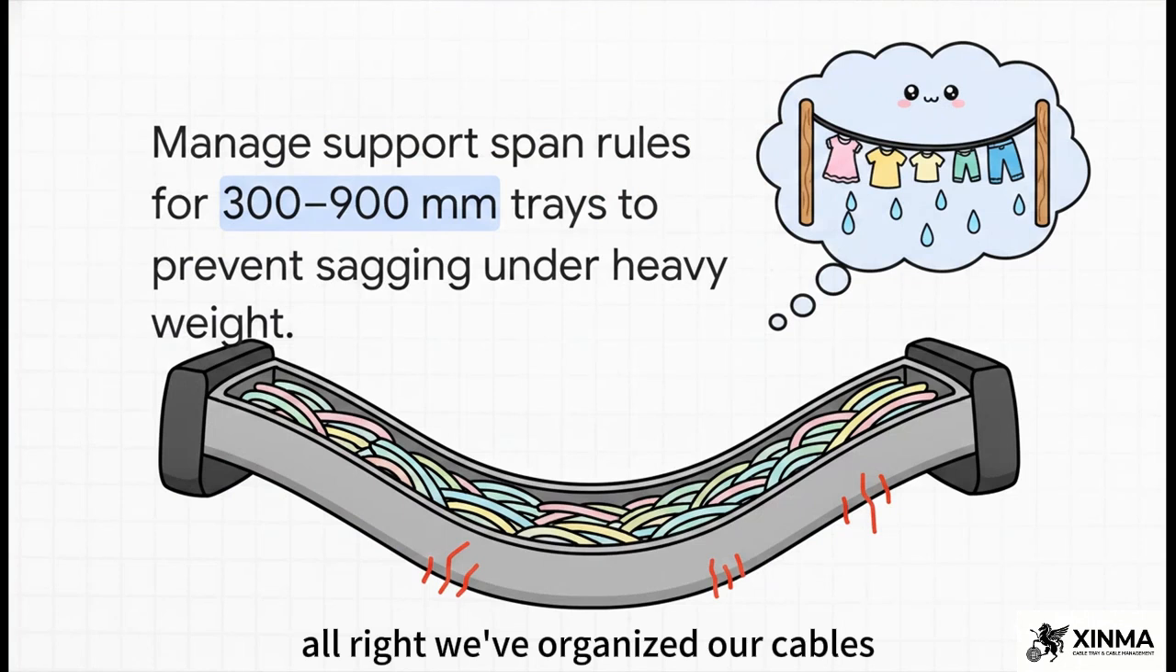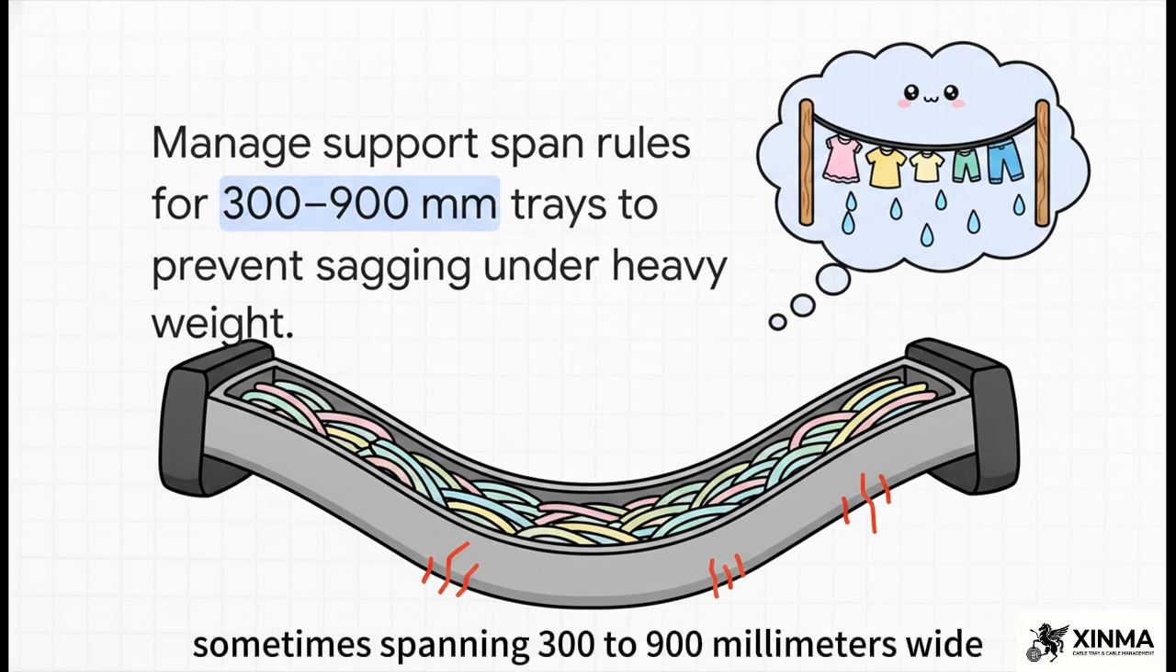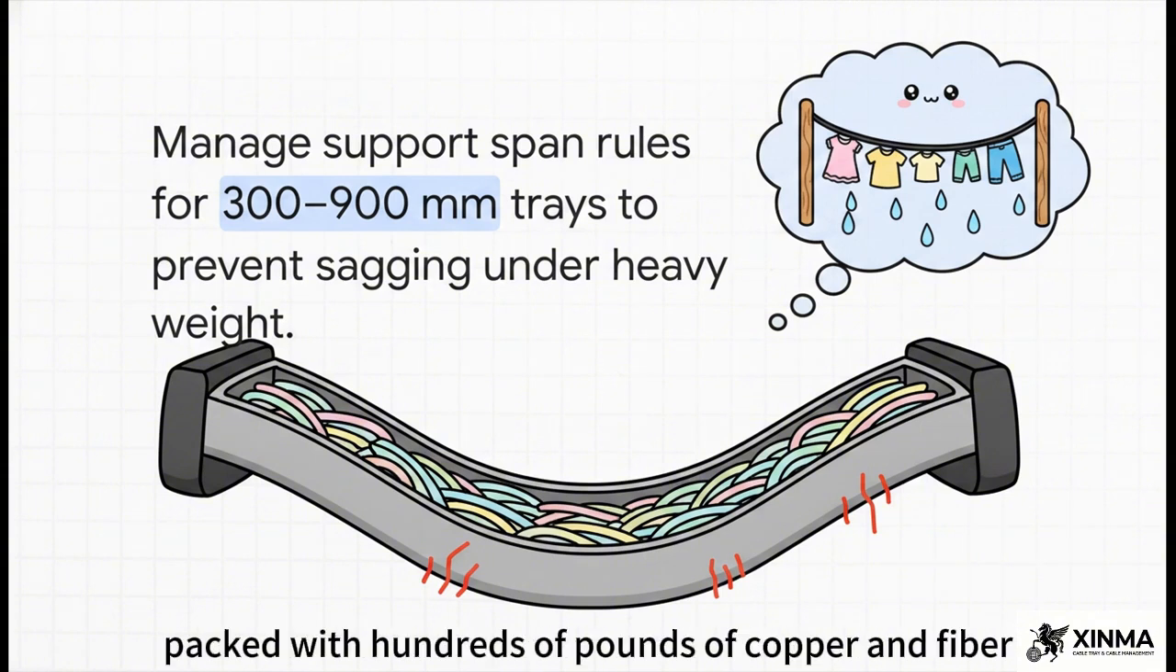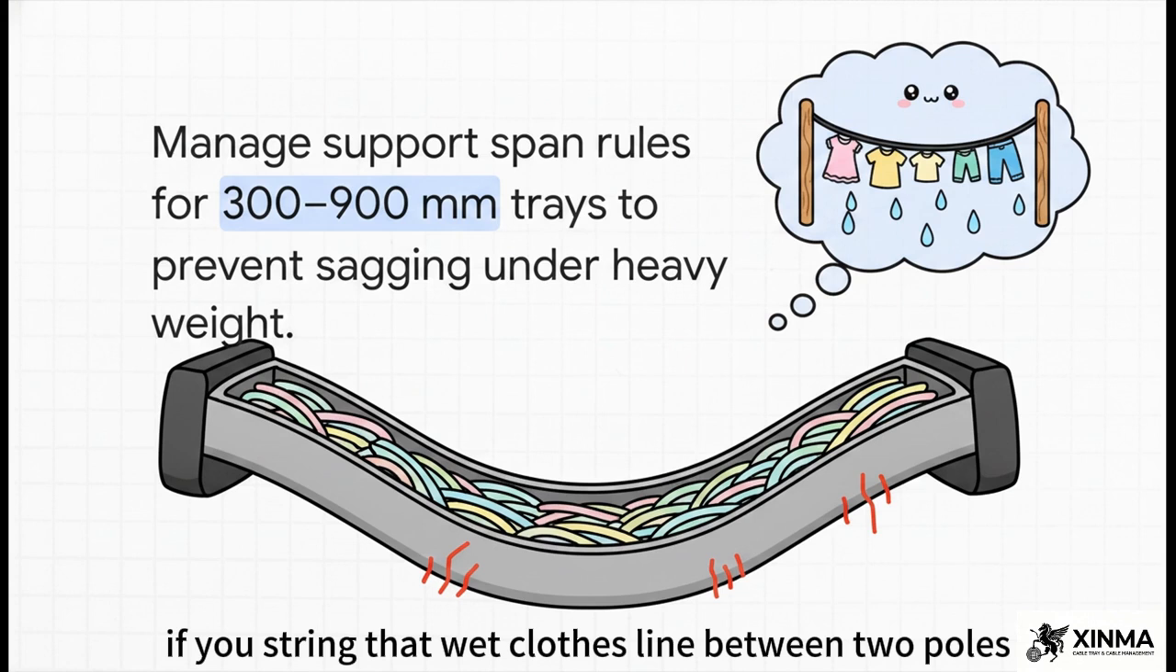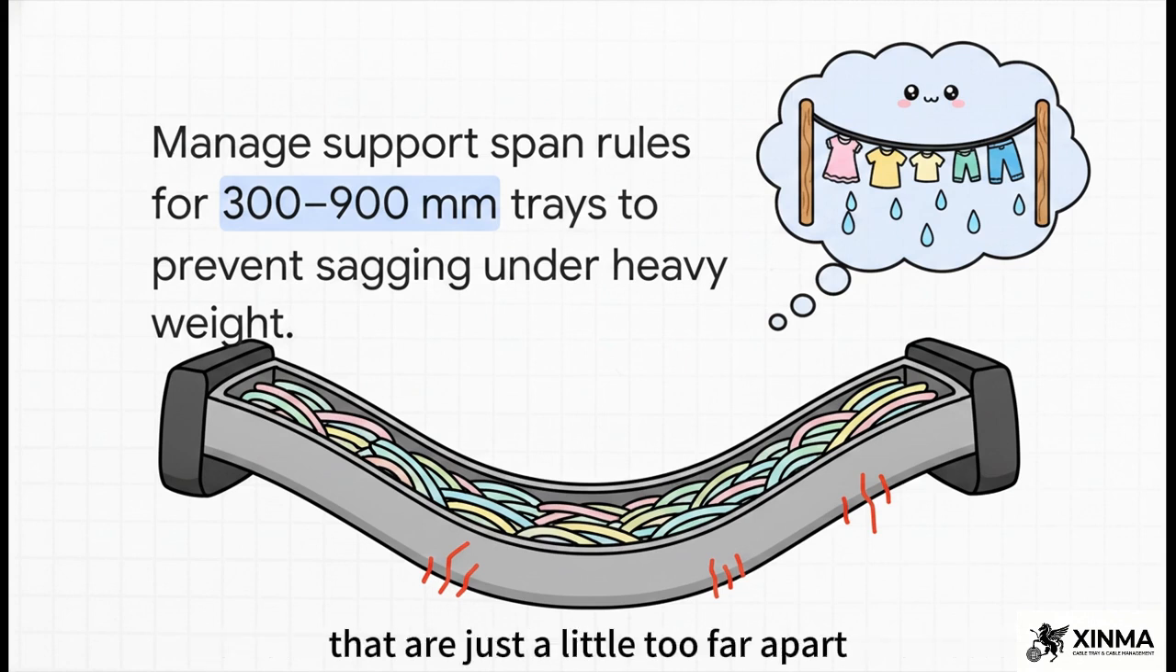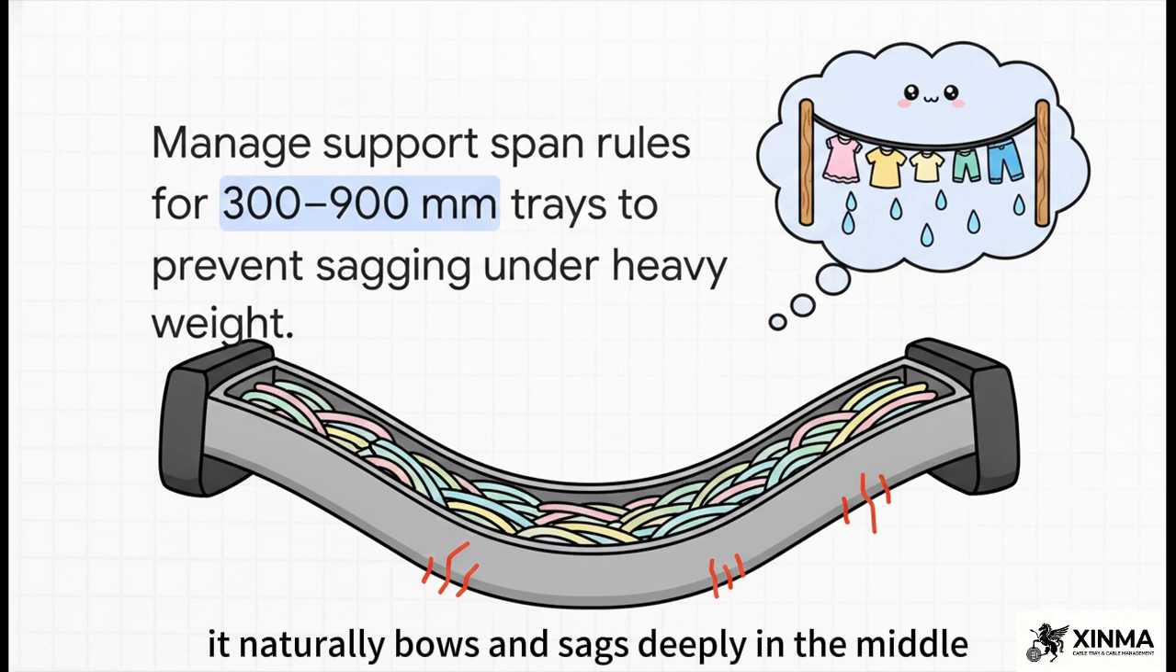All right, we've organized our cables, we've managed the heat. Now we have to talk about weight. Modern data centers use massive trays, sometimes spanning 300 to 900 millimeters wide, packed with hundreds of pounds of copper and fiber. I want you to picture a heavy, completely soaked clothesline. If you string that wet clothesline between two poles that are just a little too far apart, what happens? Physics takes over, right? It naturally bows and sags deeply in the middle.